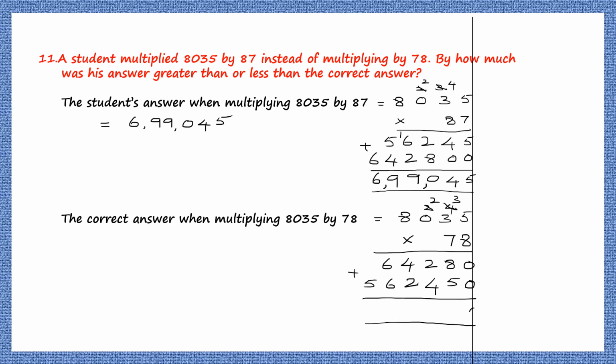Okay, so we have 0. Then 8 plus 5 is 13. Carry 1. 2 plus 1 is 3. 3 plus 4, 7. 4 plus 2, 6. 6 plus 6 is 12. Carry 1. 5 plus 1 is 6. So we get 6,26,730. Let's write that.